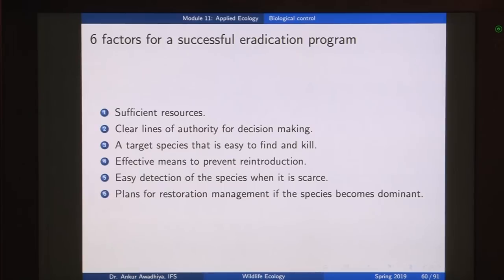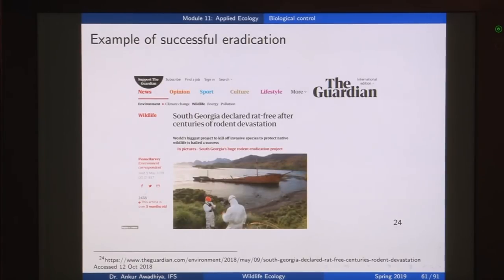And you need to have plans for restoration management if the species becomes dominant. So probably in this case, if the moth became a dominant species, you would need some mechanisms to control that as well. And a good example of successful eradication is these islands, the South Georgia islands, where all the rodents were taken off. So they were given baited pills that were laced with poison, and now you do not have any rodents on these particular islands.